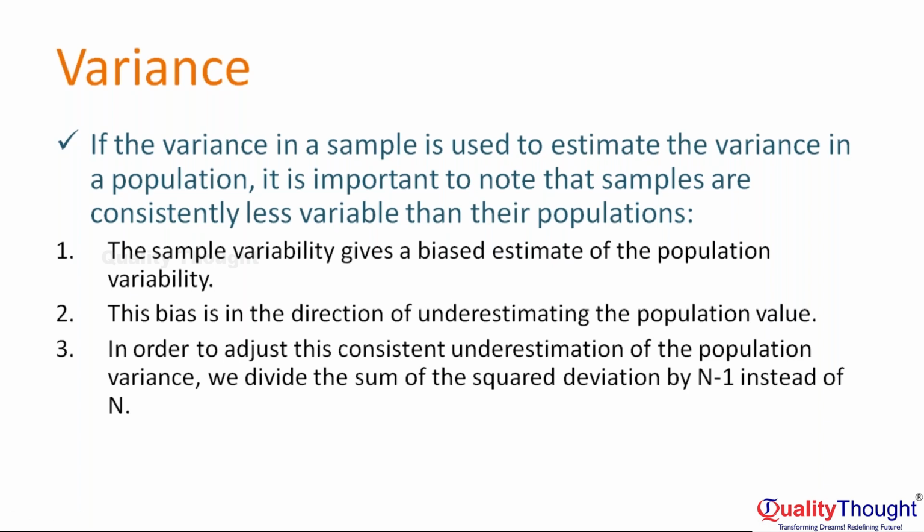Biased estimation means inclined estimation. This bias is in the direction of underestimating the population value. In order to adjust this consistent underestimation of the population variance, we divide the sum of the square deviation by n minus 1 instead of n.